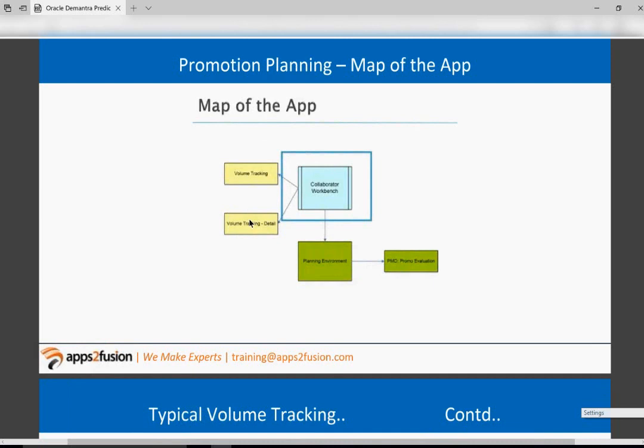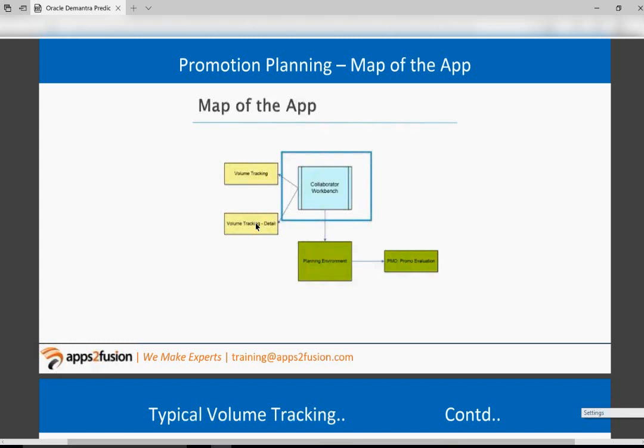One dimension to the application is volume tracking. Volume tracking means how much is the incremental volume in terms of units, how much is my base forecast, how much are your other stakeholder inputs to these, how much is the engine output on these two inputs, and finally, based on your stakeholder inputs, how do you finalize your final forecast?